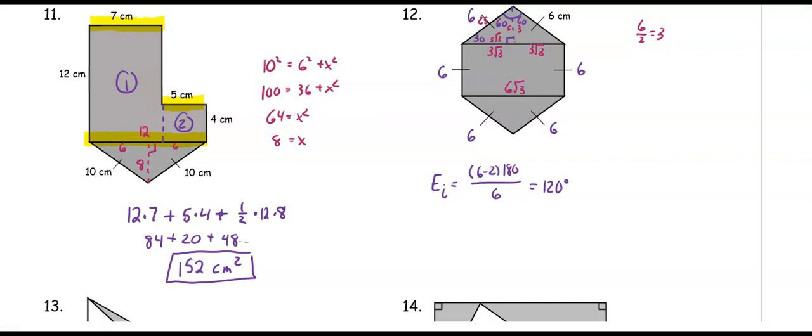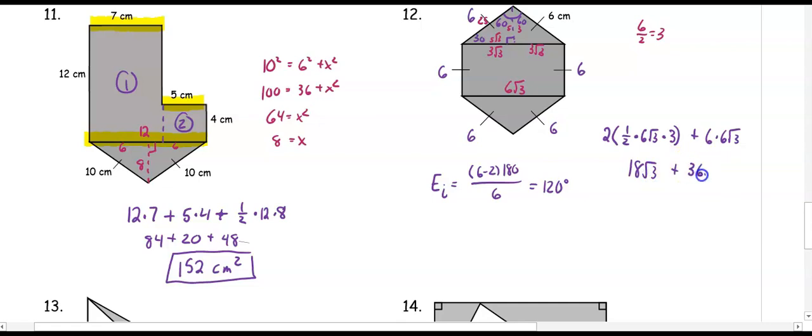So in this case, our area, we have two triangles. So 2 times 1/2 times the base, which is 6 root 3, times the height, which is 3, plus the area of the rectangle, which is 6 times 6 root 3. So in this case, when we multiply then, 2 times 1/2 times 6 times 3 gets us 18 root 3 for both triangles, and then 6 times 6 is 36 root 3. So when we add those together, because they both have a root 3, we are left with 54 root 3 centimeters squared.